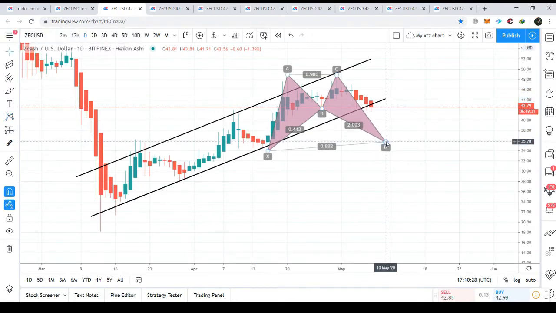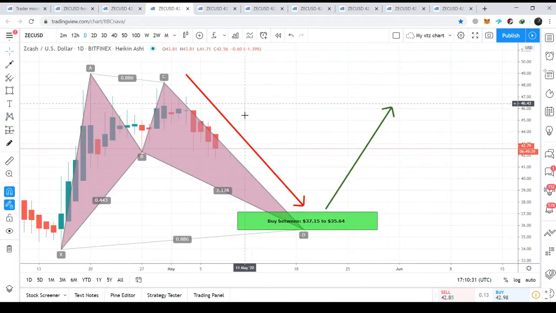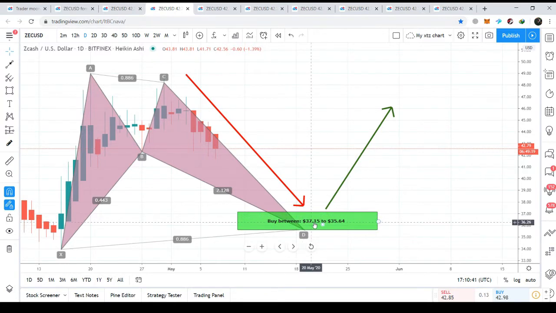Here I have placed this pattern tool on this daily chart, and I have drawn this complete pattern, and you can see that this is the buying zone or Fibonacci retracement level. It starts from $37.15 up to almost $35.